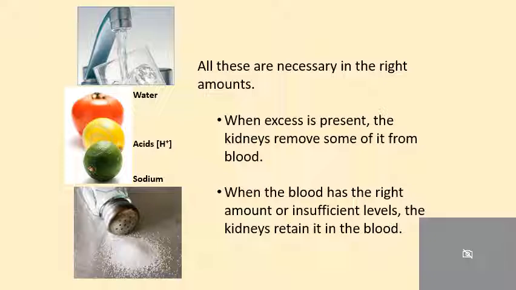And so for all of these substances, when they're present to excess, your kidneys are able to reduce the amounts by removing that substance from the blood, and it gets eliminated from the body in urine. And when these substances are present in just the right amount, your kidneys are able to maintain that by leaving those substances there in the blood, by not removing them.